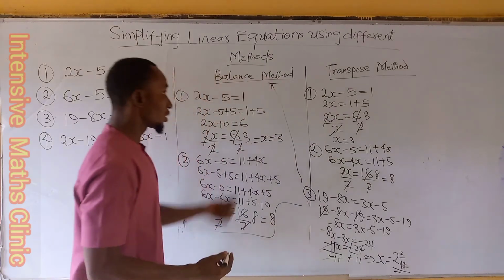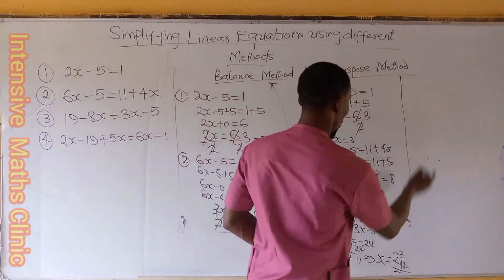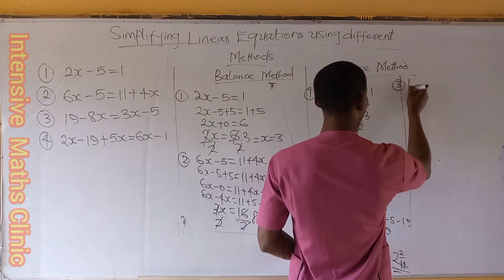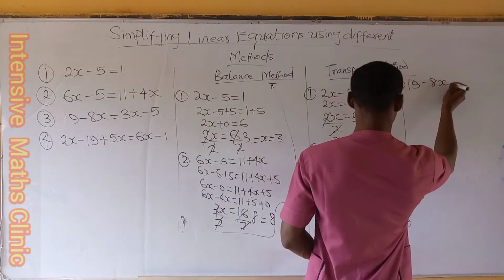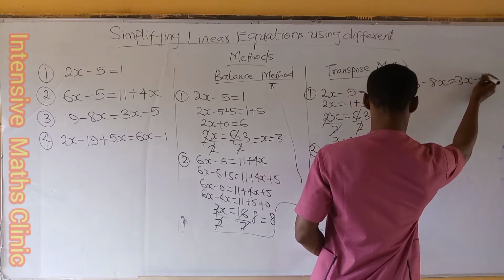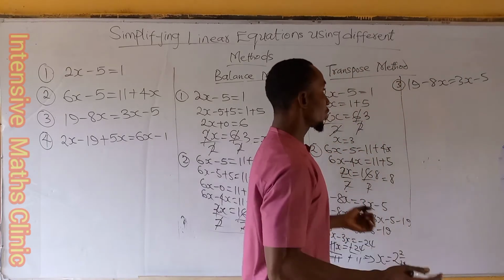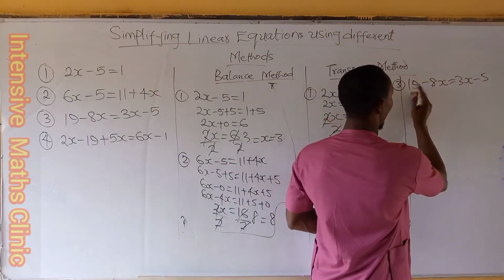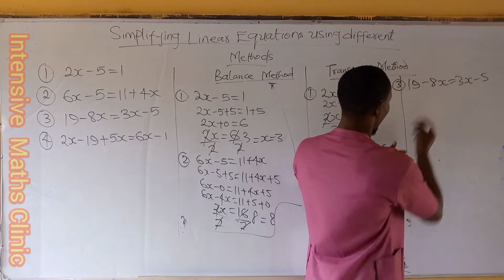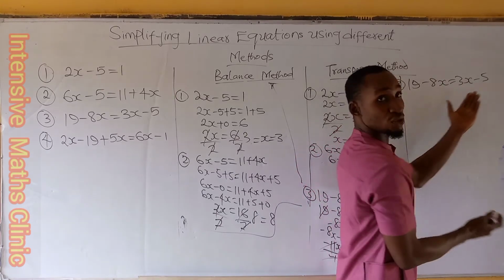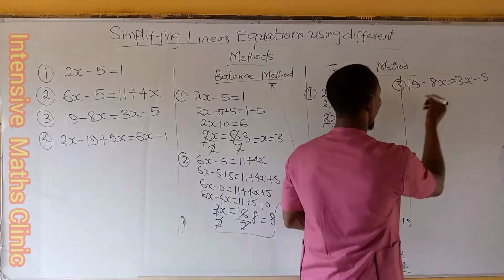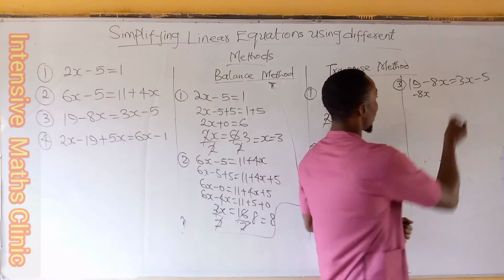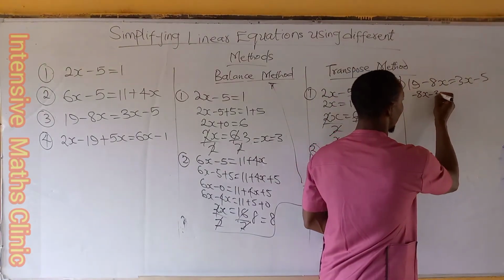We can equally do it using our transpose method, also called collecting like terms. The question is 19 minus 8x equals 3x minus 5. We collect like terms: the one with x comes to one side, the one without x goes to the other side. So we start with minus 8x. This 3x, as it comes to this place, becomes negative 3x.